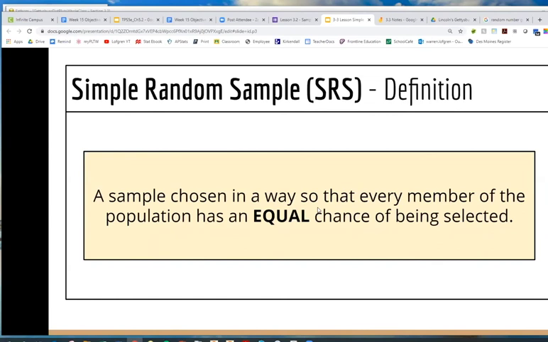So this is the most common way that statisticians take a sample. Simple random sample is by far the most common way we do it, but it's not the only way. There are other ways that tweak this a little bit, but that's the most common method. All right, what are we thinking here, people?